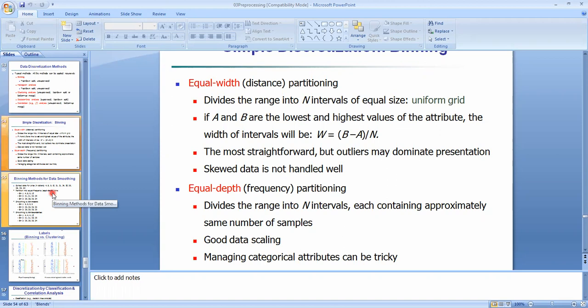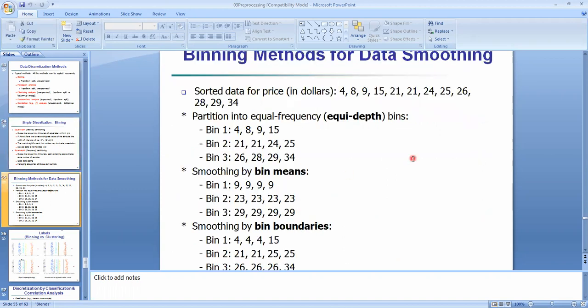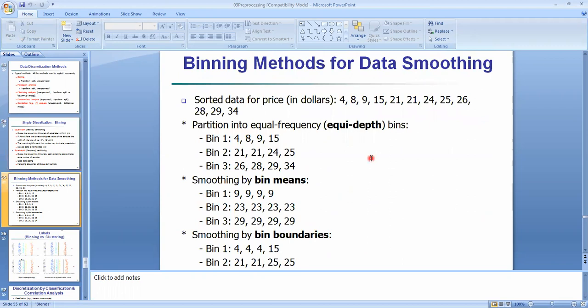Now, binning method for data smoothing. What is data smoothing? Data smoothing means removing the noise from the data set. Whatever the unwanted data is, that is removed, and that is called smoothing. For example, sorted data for a price in dollars: 4, 8, 9, 15, 16.